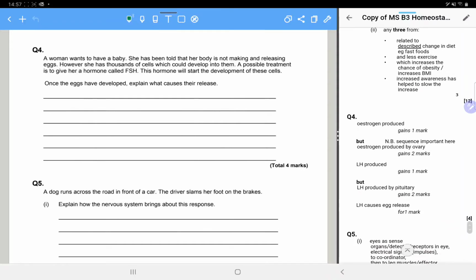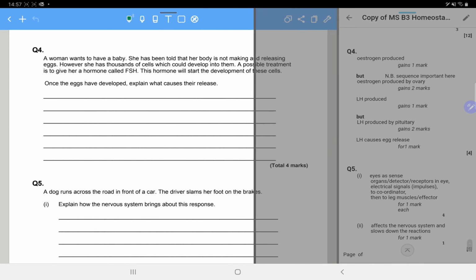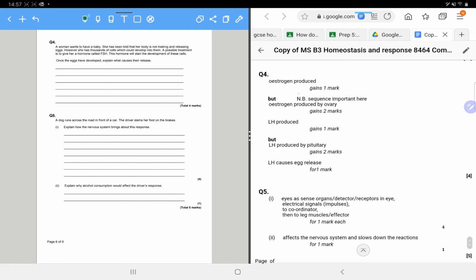If we go to the mark scheme here, you can see that it says estrogen is produced, LH is produced by the pituitary, and LH causes egg release. So estrogen produced at the top is one mark, that's fine. But sequence is important here: estrogen produced by the ovary. As I said, the ovary produces the estrogen. LH is produced by the pituitary, and LH causes the egg release.